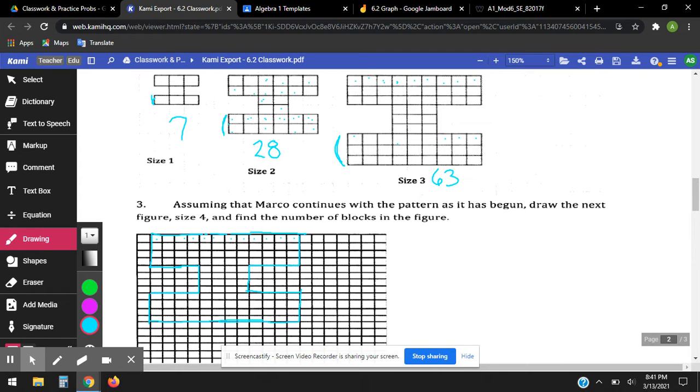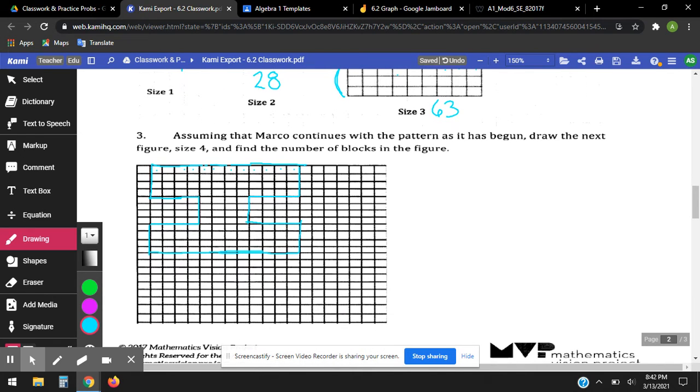Okay, so it should look something like that. And find the number of blocks. Well, we said it was 4 times 12, 24. 1, 2, 3, 4, 5, 6, 7, 8, 9, 10, 11, 12. So that's 24, 25, 26, 27, 28. So 4 times 28 would be 112. All right.